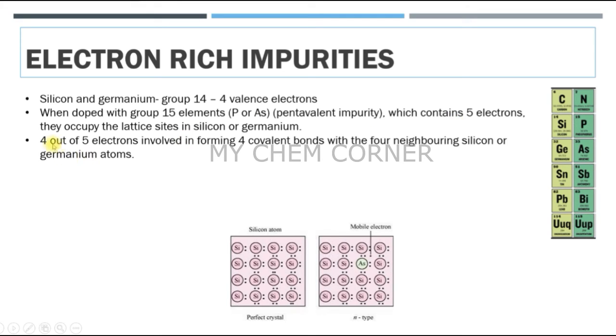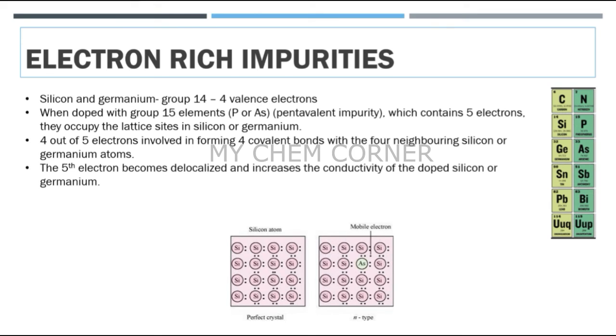So in this case, 4 out of 5 electrons in group 15 are going to be involved in bonding with group 14 elements. So out of the 5 electrons in group 15, only 4 are getting bonded to group 14. Now, what happens to the 5th electron? The 5th electron is going to become delocalized because it is a free electron now. It is going to move around.